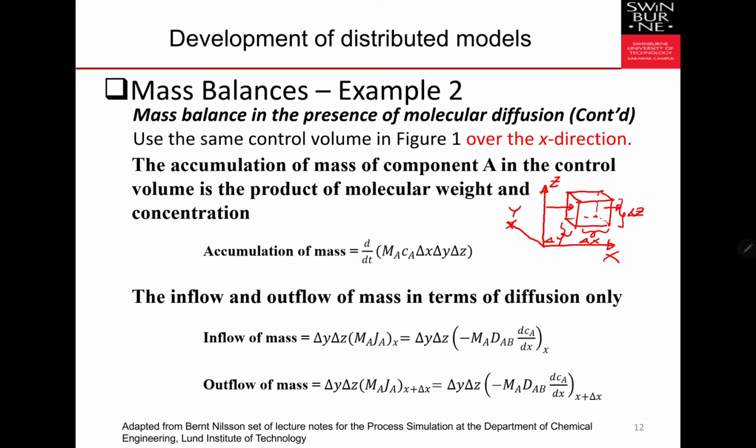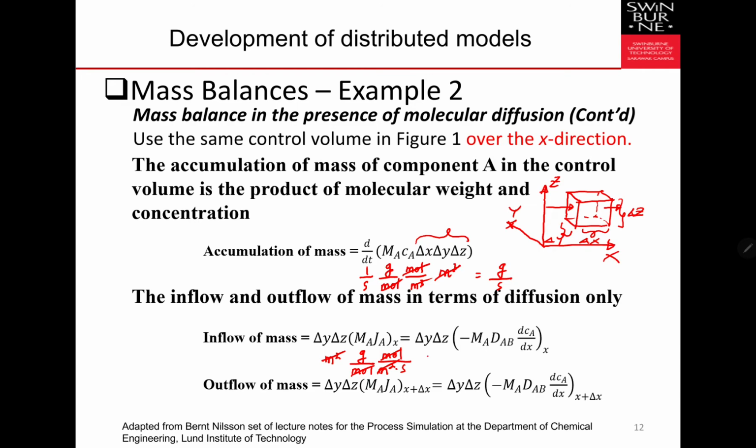First, the accumulation of mass will be equal to molecular weight multiplied by concentration multiplied by the volume, divided by time. So the units are 1 over second, gram per mole, concentration in mole per meter cube, and all these three terms in meter cube, so you have gram per second. Then you have meter square, molecular weight in gram per mole, and the molar flux in mole per meter square second. This one will have the same unit of gram per second.